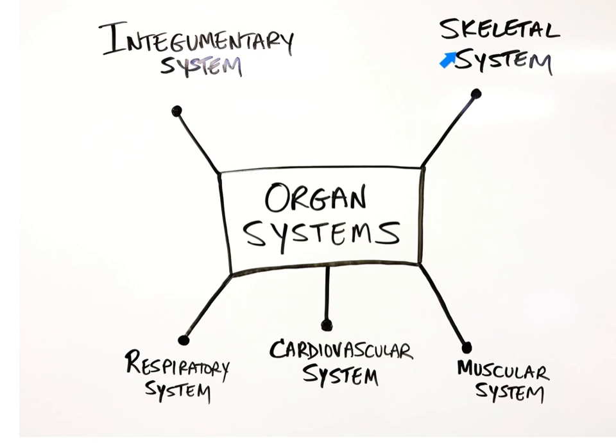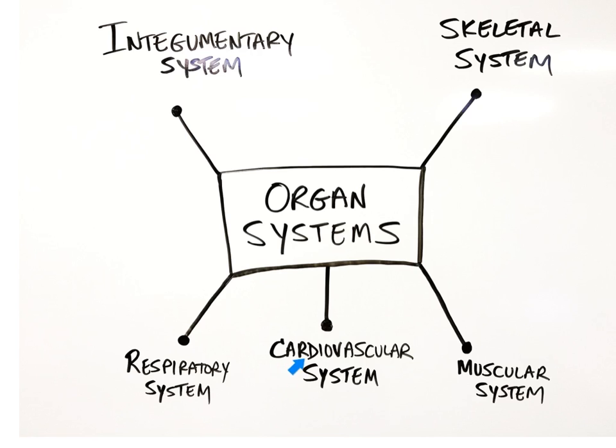The skeletal system. This includes the bones and joints. It functions in protection, support, muscle attachment, mineral storage, and movement. The muscular system. This includes the skeletal muscles attached to the bones. It functions in movement and heat production.